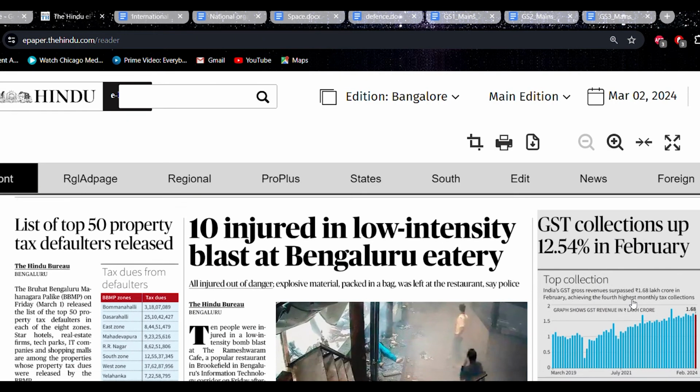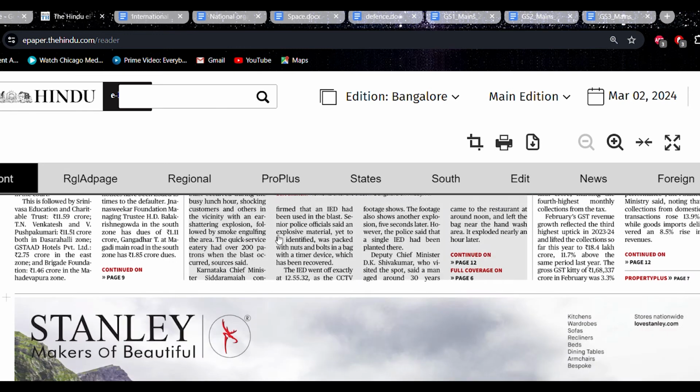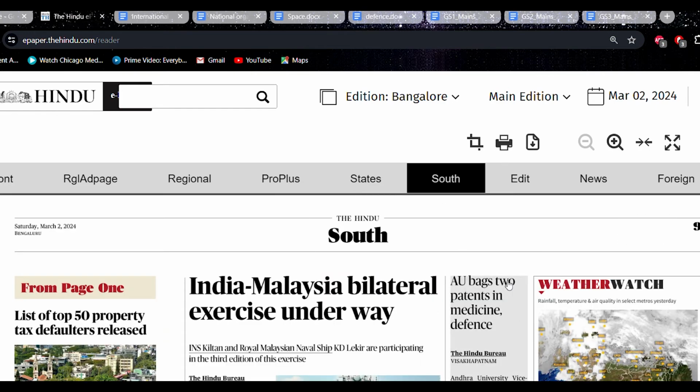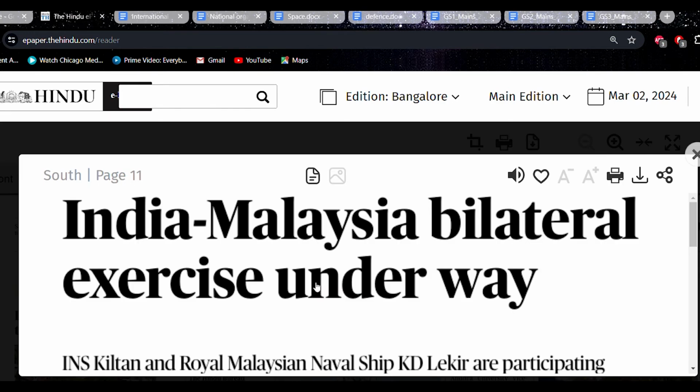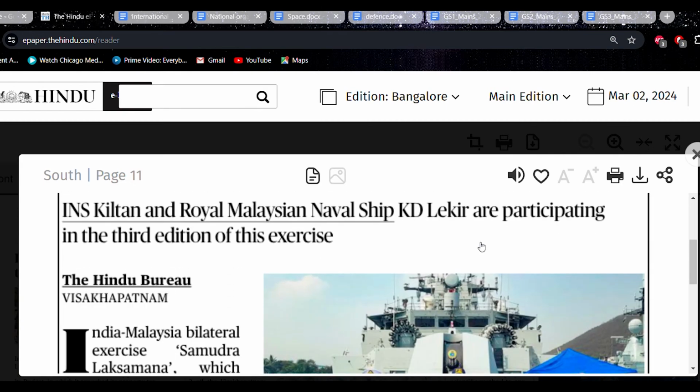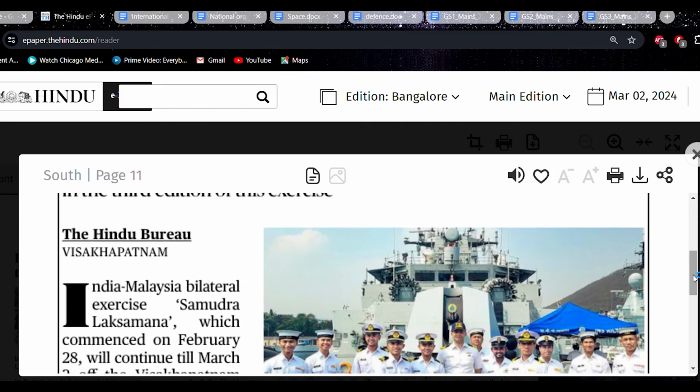Then read about this article, whatever is present. Then after you finish this, see regional news, property, states, not that important for UPSC. So come directly to the South news. First is India-Malaysia bilateral exercise is underway. If you read this, see, India-Malaysia bilateral exercise. What is the exercise called? Samudra Lakshamana. So this is directly a prelims question.